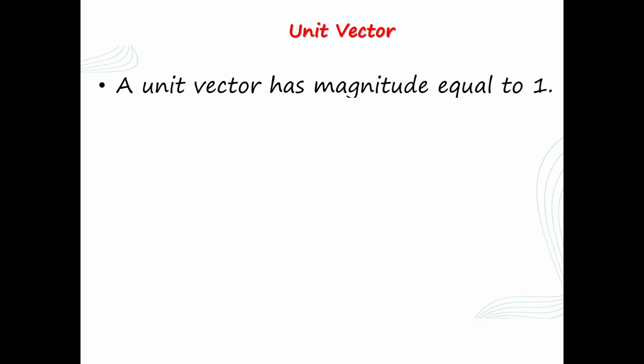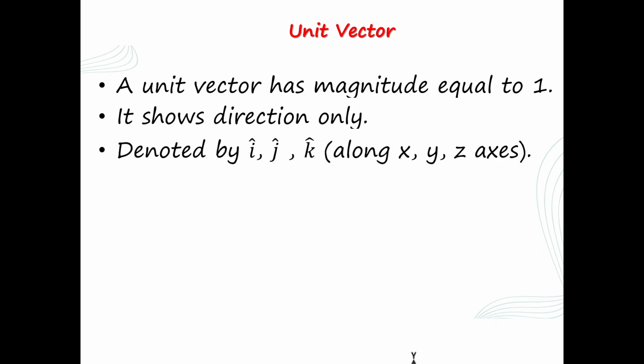Now what is a unit vector? A unit vector has magnitude equal to 1. It shows direction only. It has no dimension and unit. It is used to specify only the direction along the given vector.